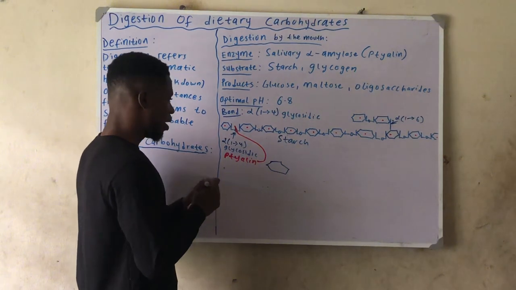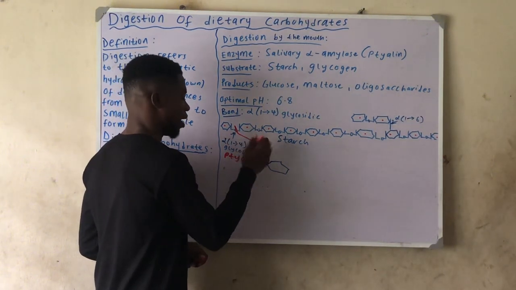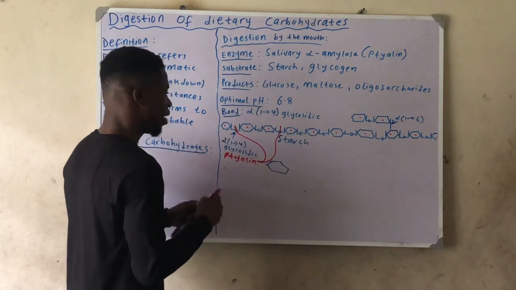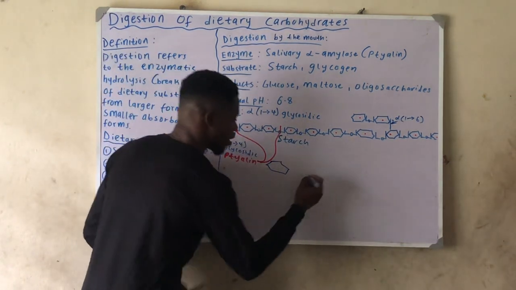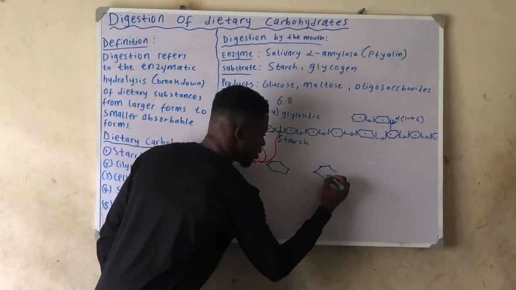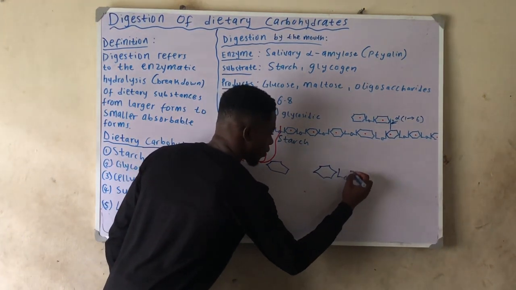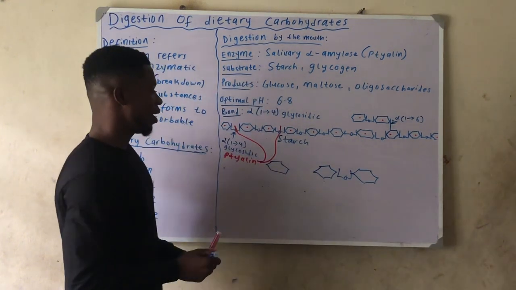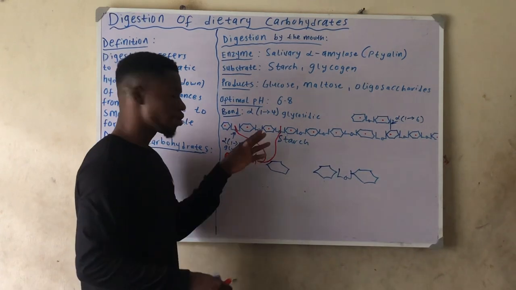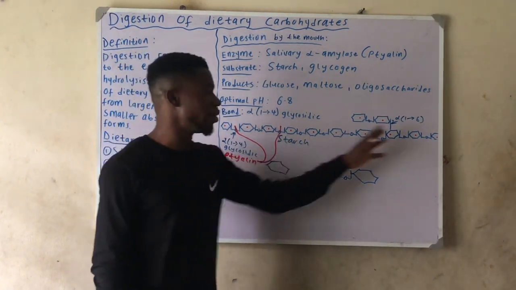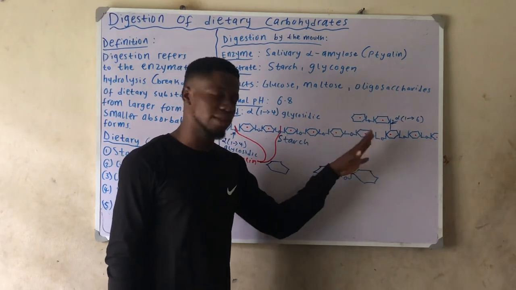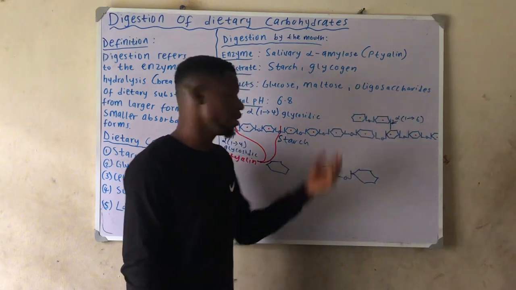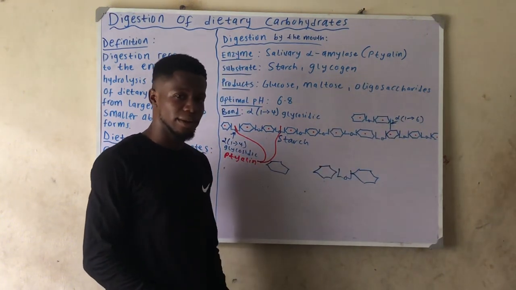Now, if this enzyme was not able to break this bond, and it went on to break this other one, what do you have? You have glucose linked with glucose. They make a disaccharide called maltose. And if the enzyme just stopped its work here and was not able to break the remaining bonds in this starch, 1, 2, 3, 4, 5, 6, 7, 8, 9, what you have now is an oligosaccharide.